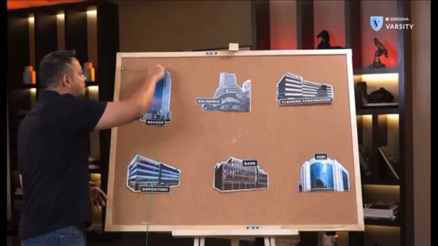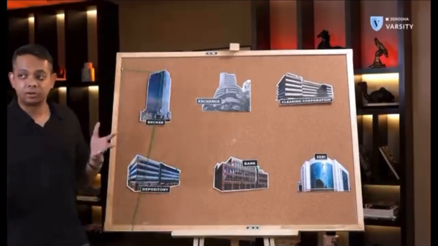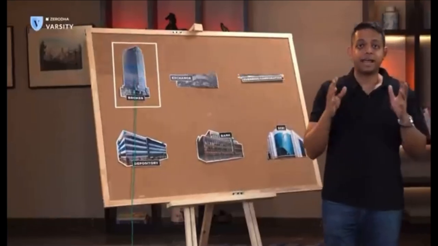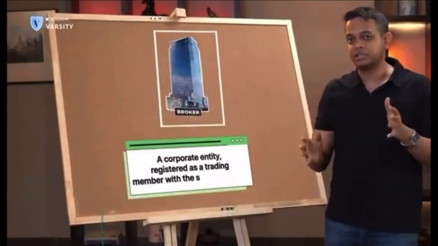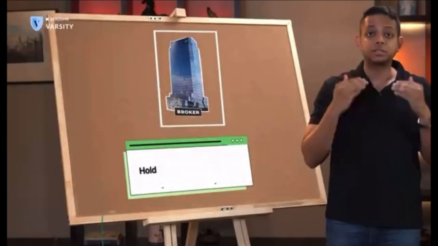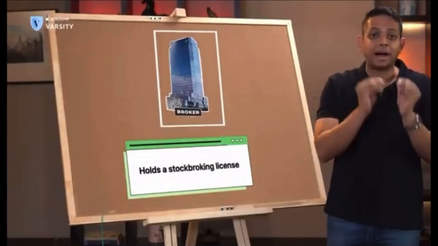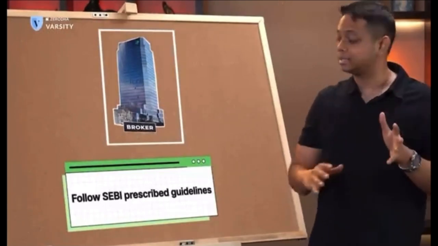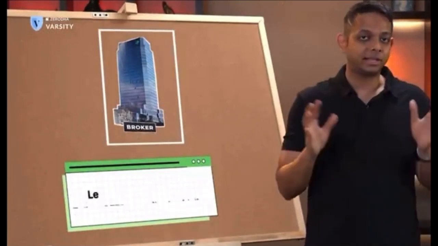We placed our order of Reliance using Zerodha Kite, which is my broker in this case. And a stockbroker is a corporate entity registered with the stock exchange as a trading member. They also hold a stockbroker license. This is where you place your buy and sell orders. A stockbroker operates under the prescribed guidelines by SEBI, which is the regulator for the capital markets.